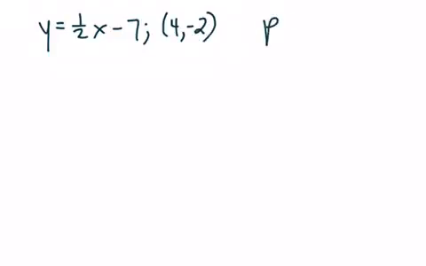Okay, let's do one more of those. Try this one. This time we have y is equal to 1/2 x minus 7, with an ordered pair of (4, -2). And once again, lines are parallel.